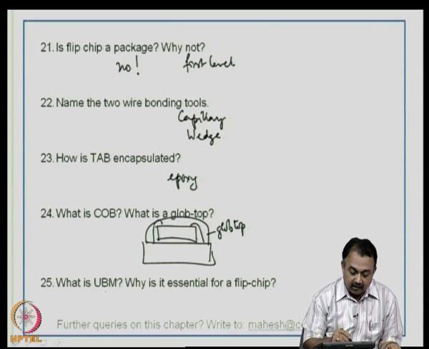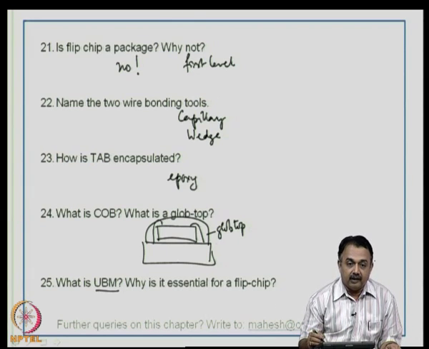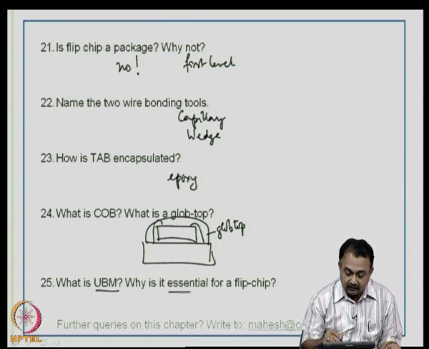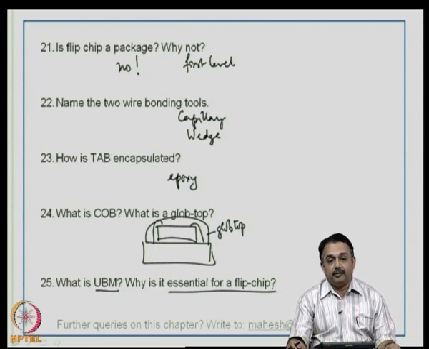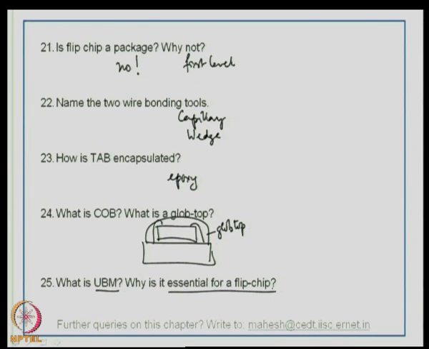UBM is under bump metallization, and we have seen today in the class the essential reasons for using a UBM for a flip chip. So, these are some of the questions that you need to refresh yourself, and this completes the module 2 chapter.